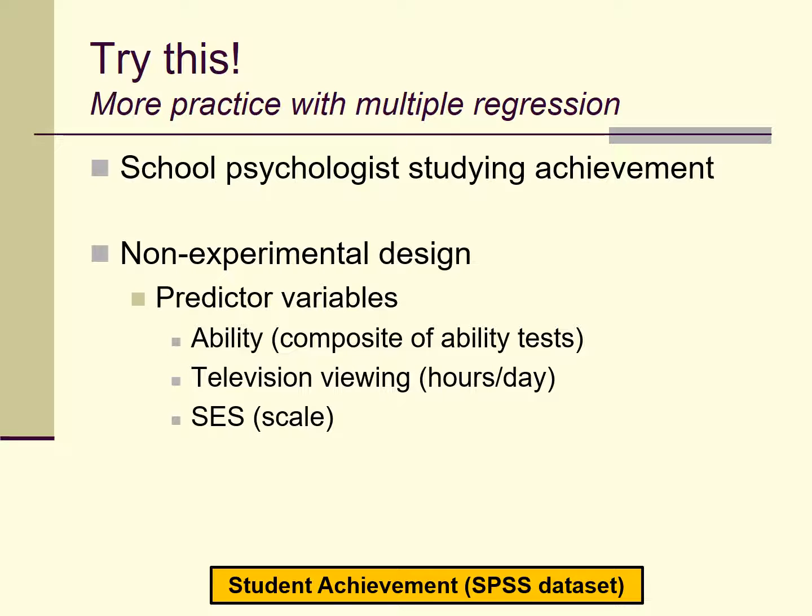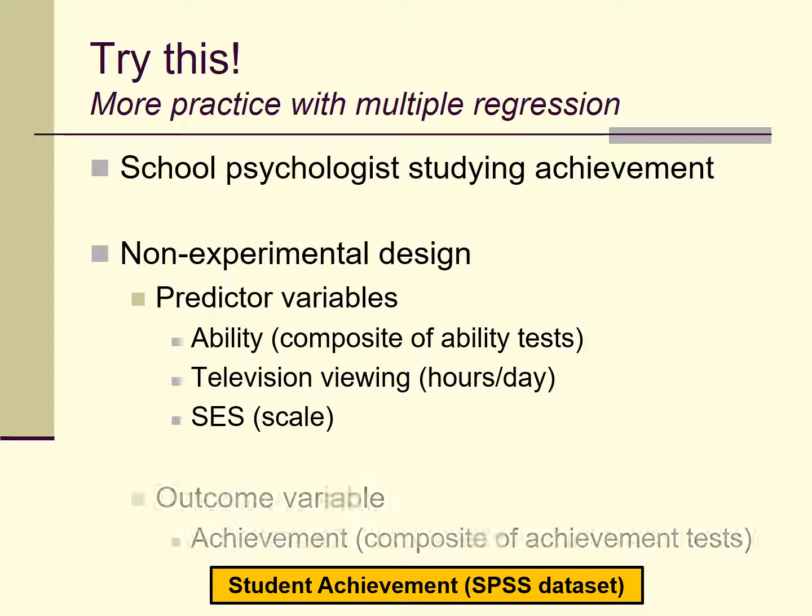Television viewing, how many hours a day you watch TV, is another predictor variable. And socioeconomic status is a third one. And of course, our outcome variable is some sort of measure or composite measure of various achievement tests. Now, if you're enrolled in my class, you have access to this data set. It's called Student Achievement. If you're not enrolled in my class, I'm afraid you're out of luck, because this is a pretty big data set and there's no easy way that I could make a slide of it. So you'll have to just follow along, but maybe not have the opportunity to play along. And I apologize for that.